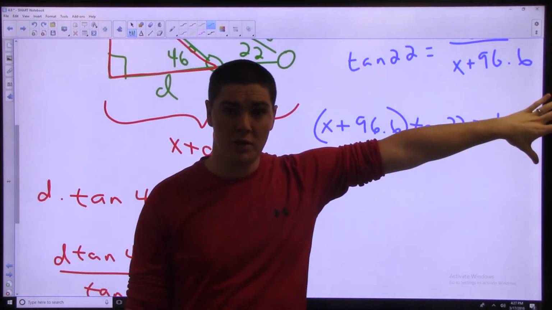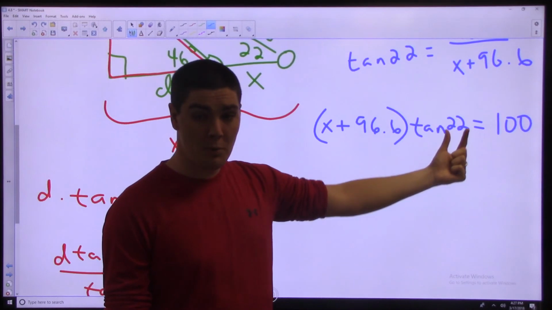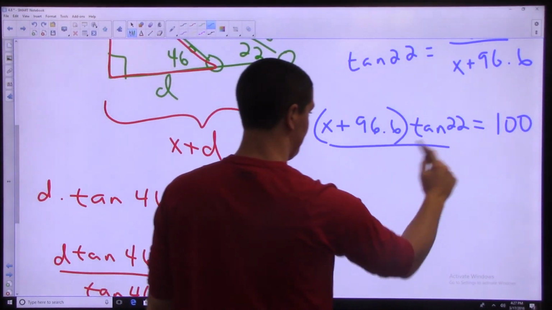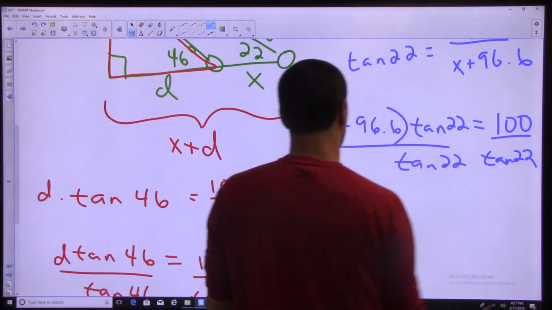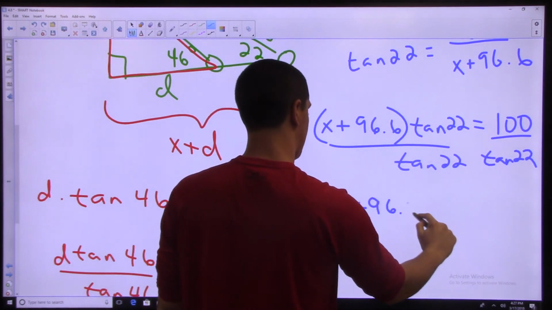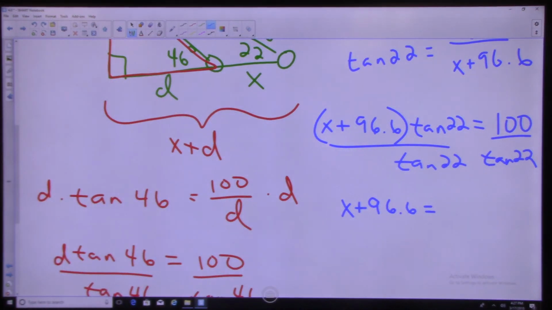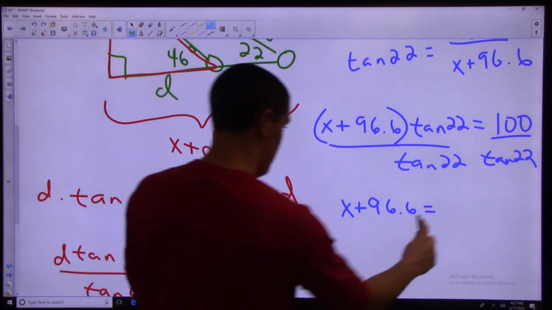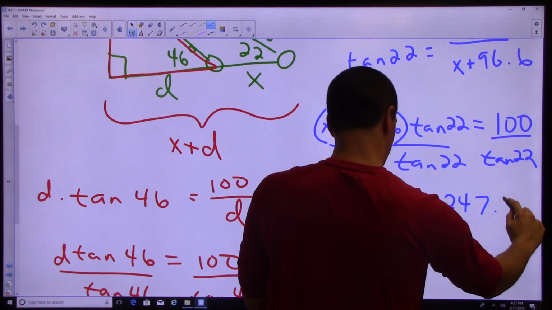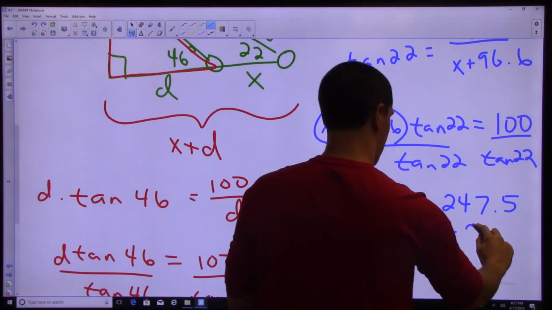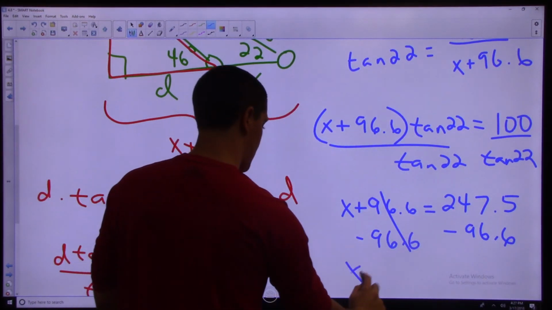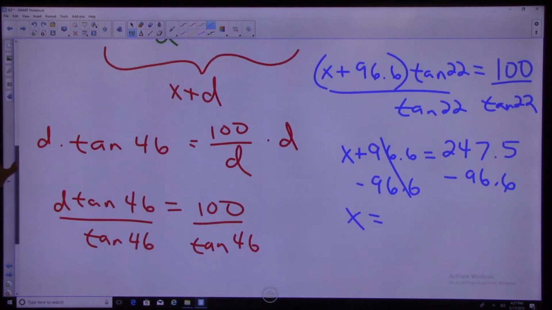I'm going to move the tangent of 22 over. Well, this is going to be times tangent 22, so how do we undo times tangent 22? We divide it. So x plus 96.6 is going to equal 100 divided by tangent of 22. Let me type that in. Okay, this is going to be 247.5. And then all you got to do is subtract 96.6. Those cancel, so x is going to equal 247.5.